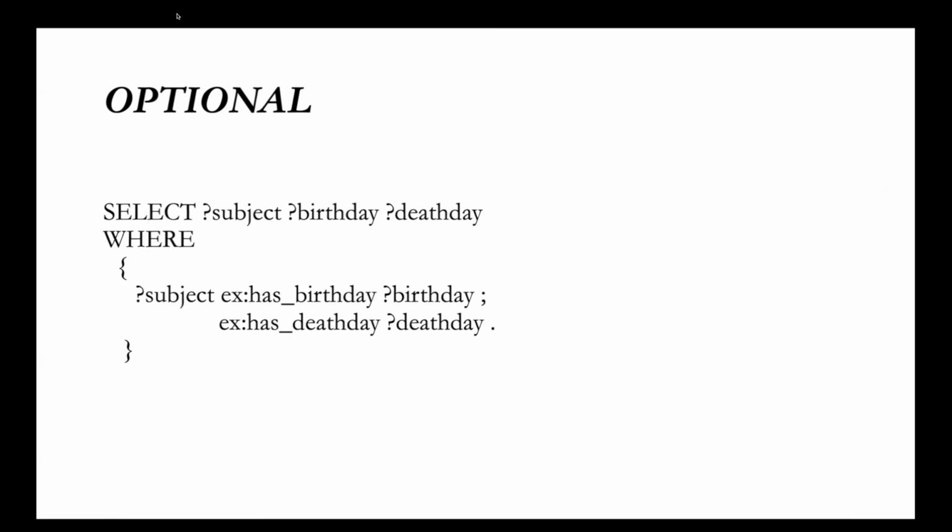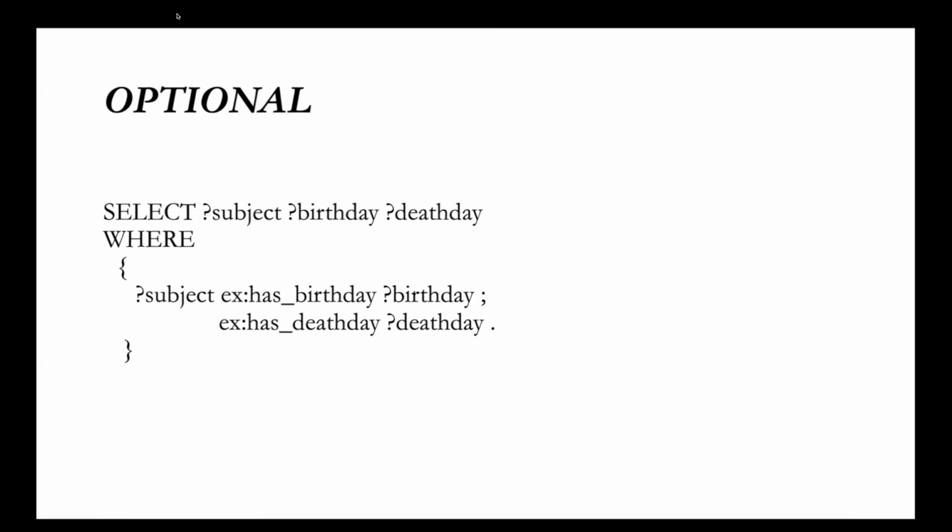I've leveraged some of the simplifying notation here in the SPARQL query. I put a semicolon, which is just a way to abbreviate the subject here, but you could strictly speaking read this as question mark subject has birthday, question mark birthday, period. Question mark subject has death day, question mark death day, period. That would mean the same thing. The semicolon just lets you abbreviate.